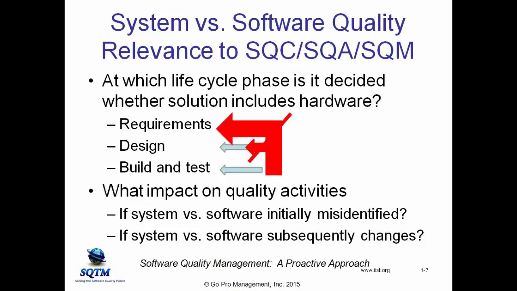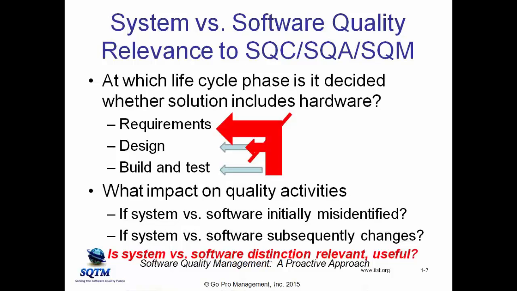So the first thing that I would encourage you to do is to realize that the difference between system and software quality, the difference between using hardware or not using hardware as part of your solution or considering hardware as part of your solution, is a decision which is made downstream in the design process and is not something that you should put much stock in while you're identifying requirements, or even in the early parts of design.